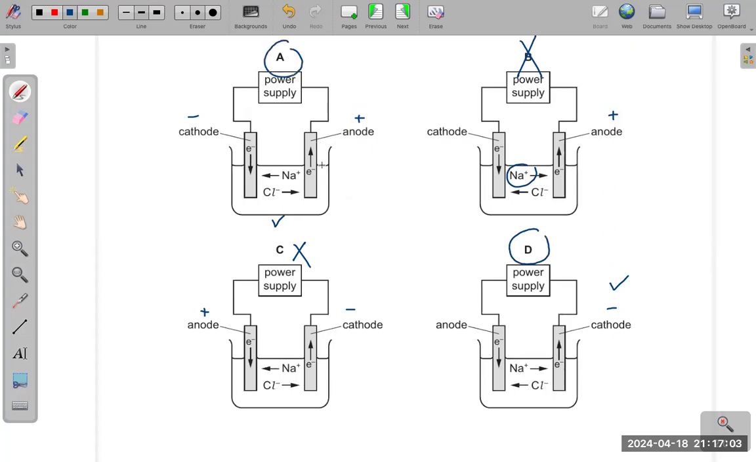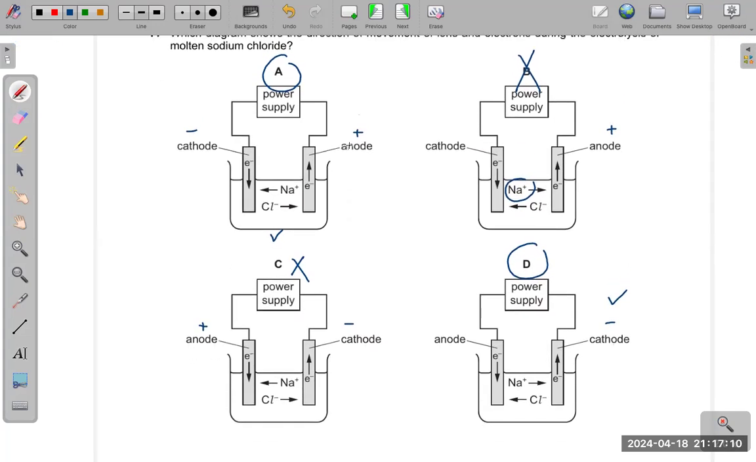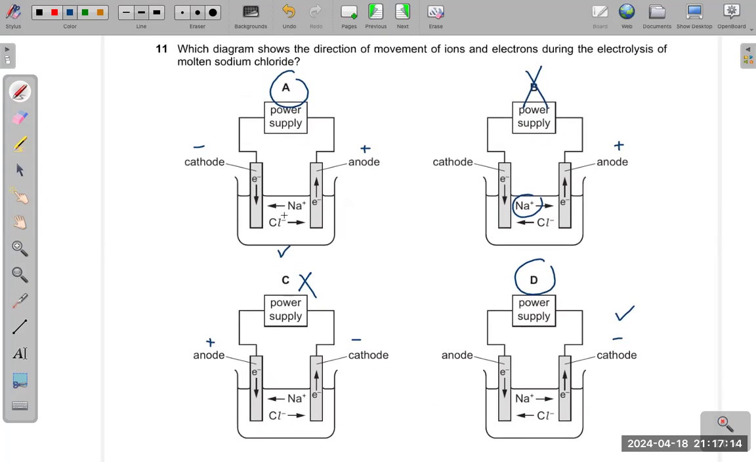But speaking about the movement of ions, is it done for the movement of ions? But what about the movement of electrons? Here in the movement of electrons, he's showing that the electrons go from the cathode to the anode side. And in D, it's saying that it's going from the positive side and going to the negative.